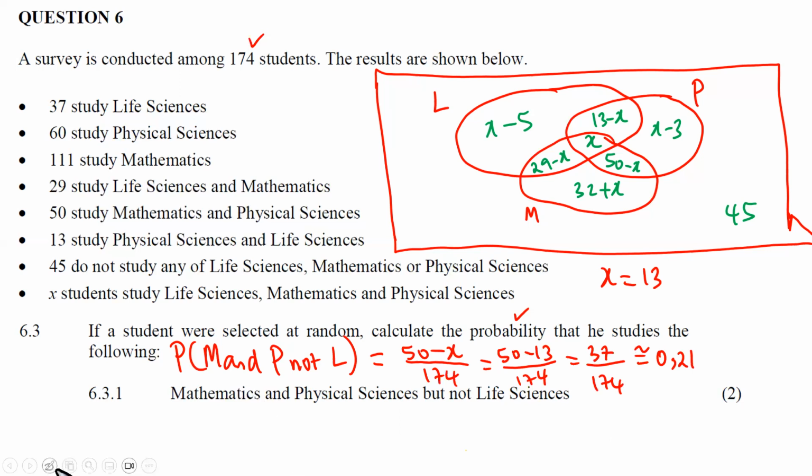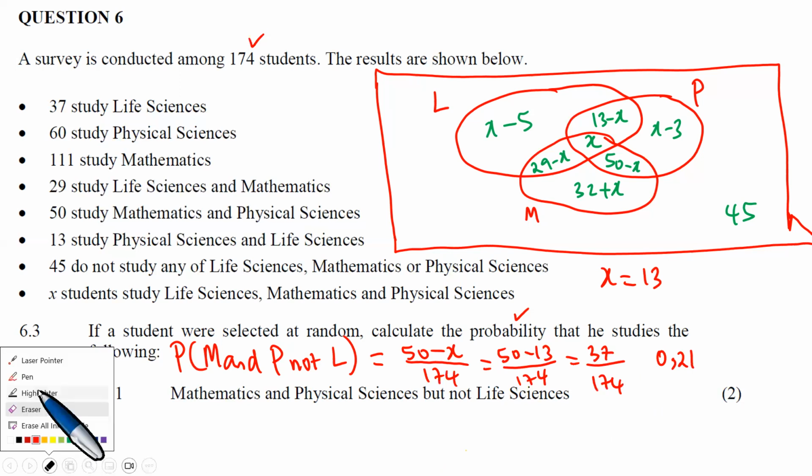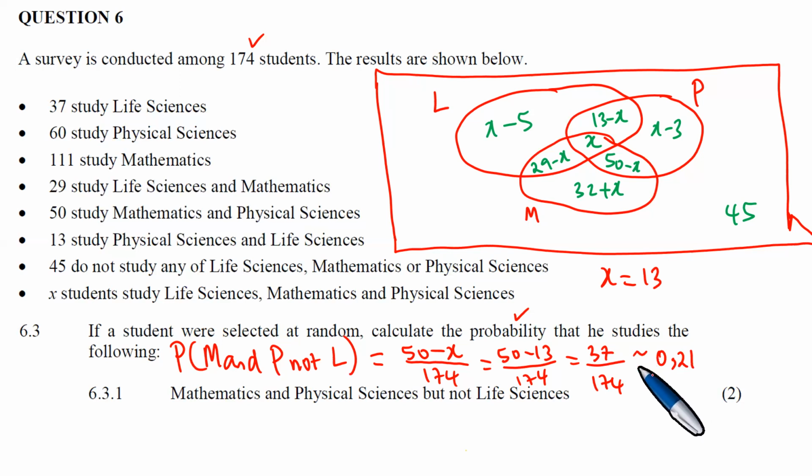Meaning that at this point we can do the calculations with ease. So the probability that a student selected at random studies mathematics and physical sciences, but not life sciences, is exactly that part. Right, so we have answered 6.3.1 and we got the 2 marks there. Let's look at 6.3.2. Let's look at more probability calculations.